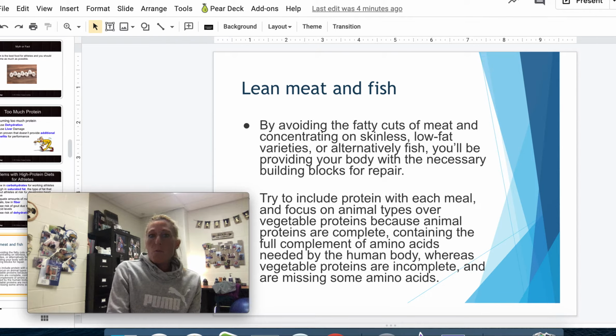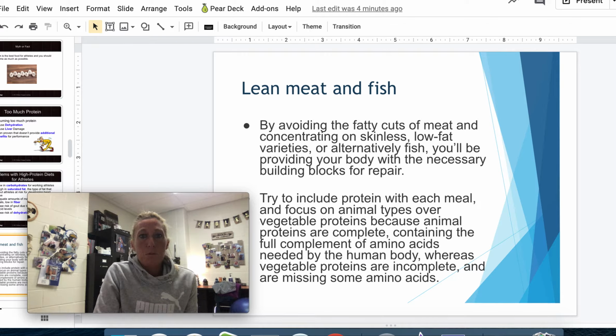Some examples, we want lean meat and fish that are high in protein by avoiding the fatty cuts of meat and concentrating on the skinless, low-fat varieties. Or alternatively fish, you'll be providing your body with the necessary building blocks for repair. So those high protein foods. Try to include protein with each meal and focus on animal types over vegetable proteins because animal proteins are complete.